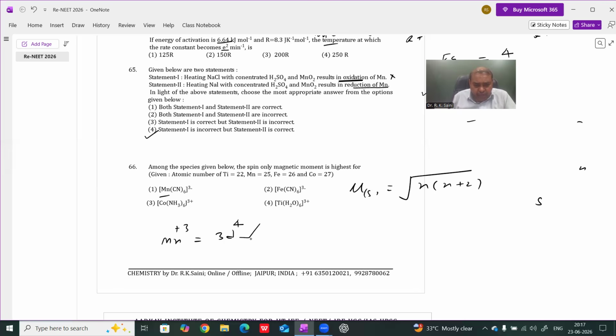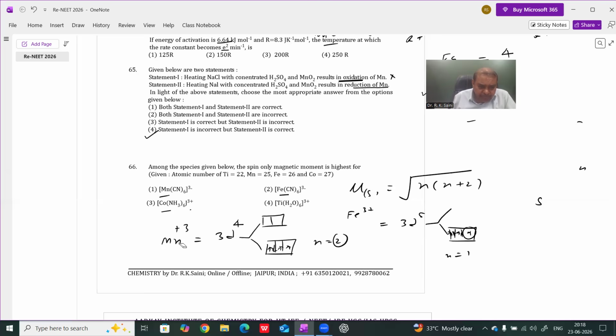and in octahedral complex, d-d transition takes place and strong field ligand. Therefore, 4 electrons are occupied in t2g orbital. Therefore, n equals 2. In case of Fe, Fe plus 3 also, and in case of 3d5 and strong field ligand is there. Therefore, only one unpaired electron is there. Only one, n equals 1. In case of Co, this is a strong field ligand and has no unpaired electron.